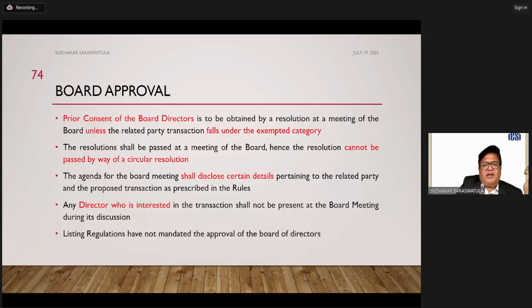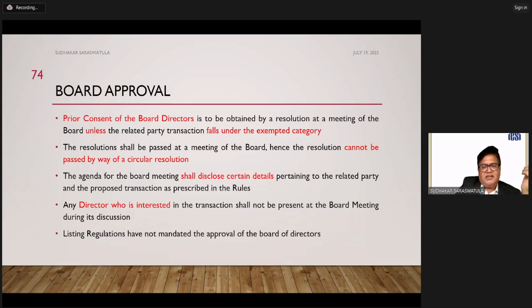Approval of the board, I already said that prior consent is required, and unless they fall in the exempted category, you cannot pass this resolution by circulation. The agenda shall disclose certain details, and the director who is interested in the transaction shall not be present at the board meeting. Several times the question comes whether he has to physically vacate the room. Yes, he has to physically vacate the room. This is what the law says.